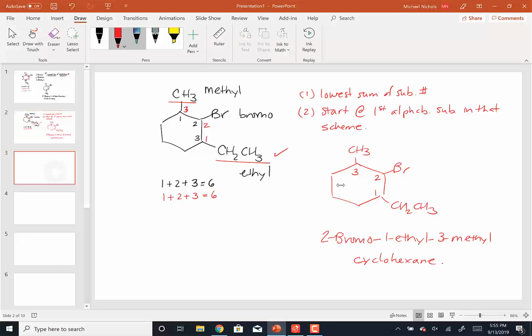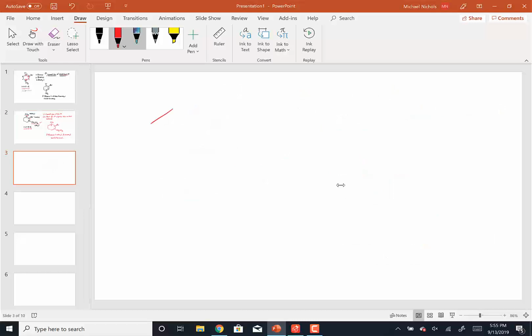Okay, so let's do a third one here. Looking at this, I have to come up with a numbering scheme that has the lowest total sum of substituent numbers. And here's where I'm going to start. I'm going to start at the carbon with the bromine and methyl group attached. And you might say, why? Well, it's not because bromine's first alphabetized. That's not the reason.